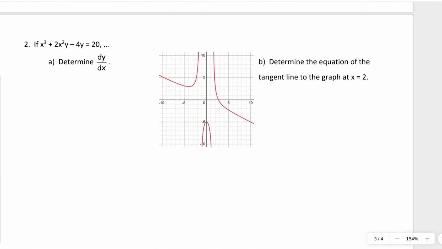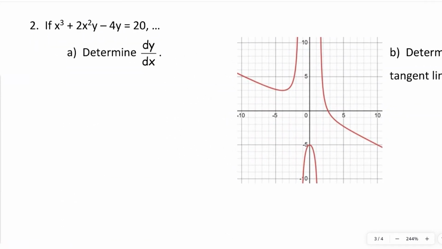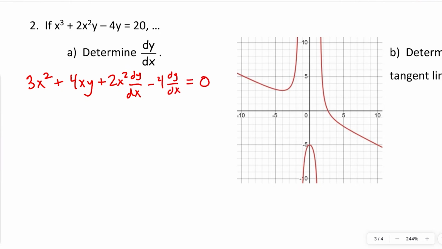Okay, so here's a new equation. Let's start by determining the derivative with respect to x. So we're going to do implicit differentiation again. That's not going away. All right, so this would be 3x squared plus, I have to use product rule. So 2x squared times y gives 4xy plus 2x squared dy dx. So that was the product rule from that second term. Minus 4 dy dx equals 0.